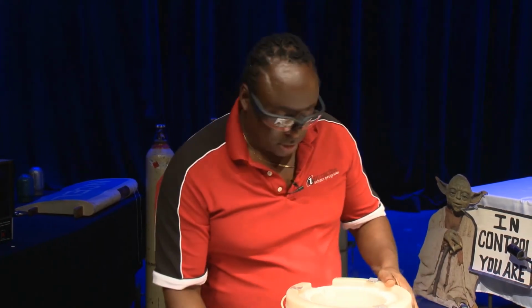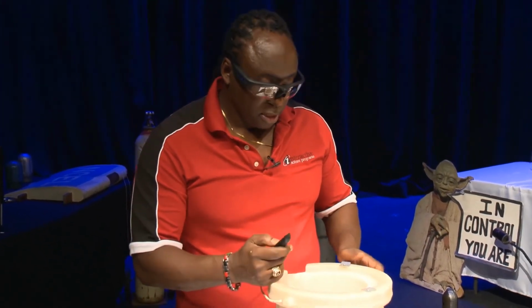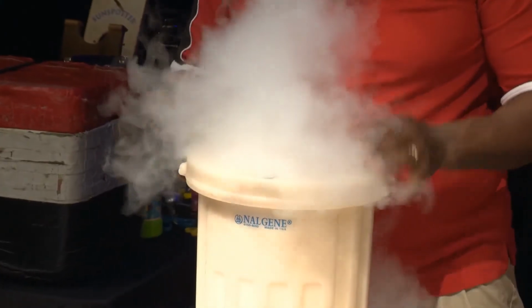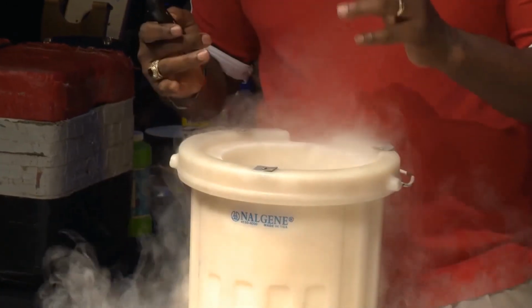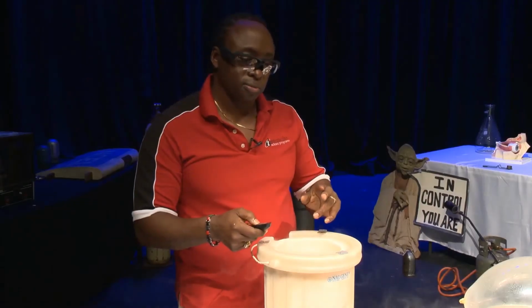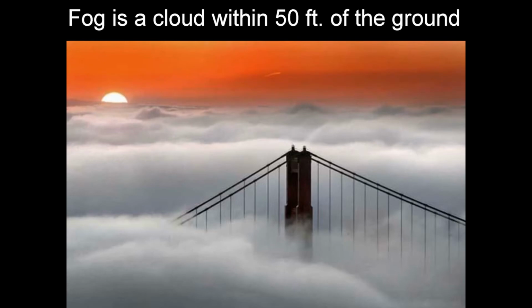We still have liquid nitrogen left in our Dewar flask, and anytime something warm gets near it, a little bit of a cloud comes out. Okay? Now, a cloud close to the ground is something we call fog. The definition of fog is a cloud within 50 feet of the ground. But it makes me wonder exactly what is a cloud.